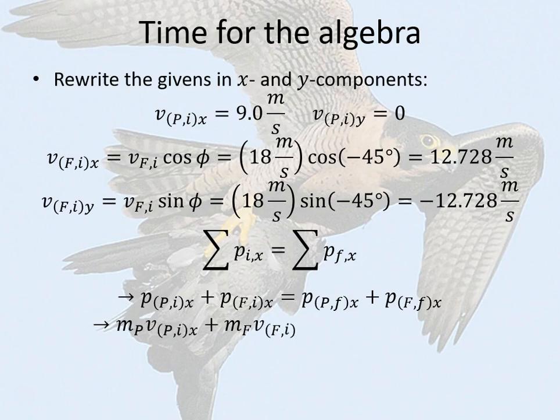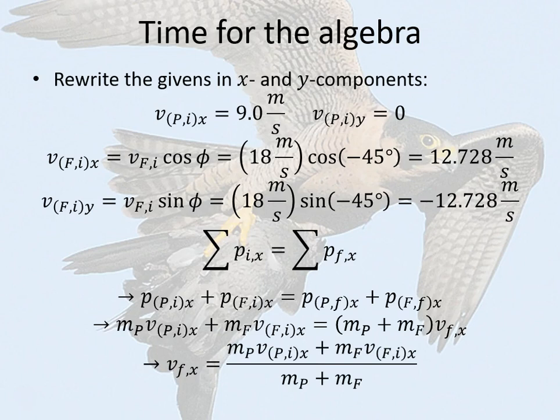So what's momentum? Well, everywhere we see a p, we're going to plug in an mv. And since they collide and stick together, I'm actually just going to factor out that final velocity that they have once they stick together. And that makes sense. We're essentially just dealing with one object at the end with a total mass of falcon mass plus pigeon mass. So when we do that and solve for the final velocity in the x direction, we get this expression. And we're going to save that for later.